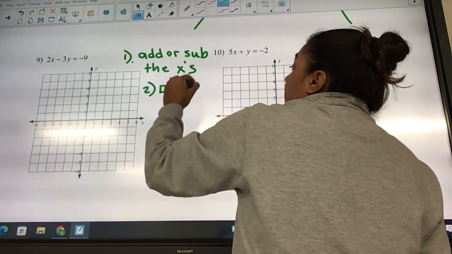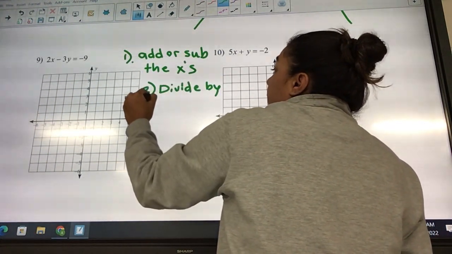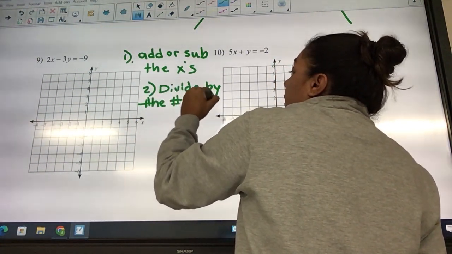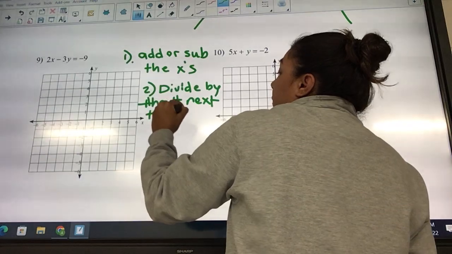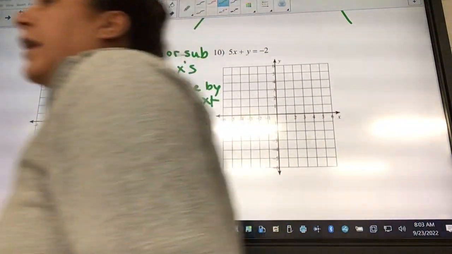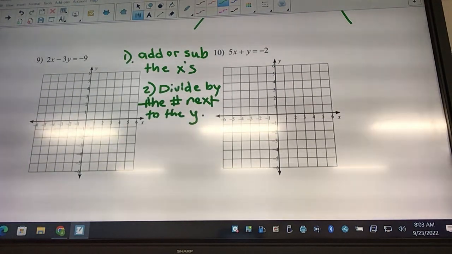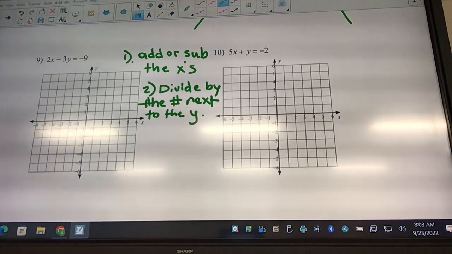And then, if you have to, divide by the number next to the y. Okay? Those are going to be your steps every single time. You're going to add or subtract the x's and then divide by the number that's next to the y.